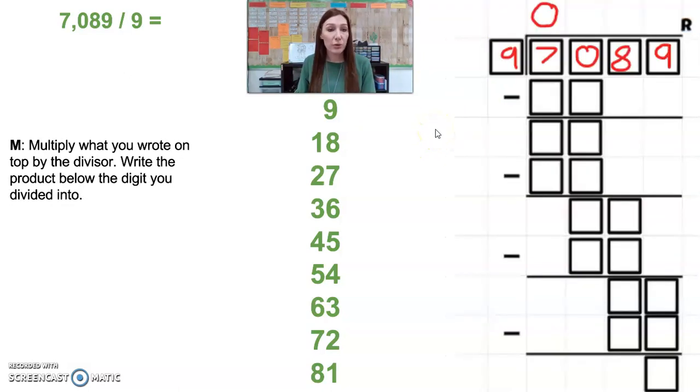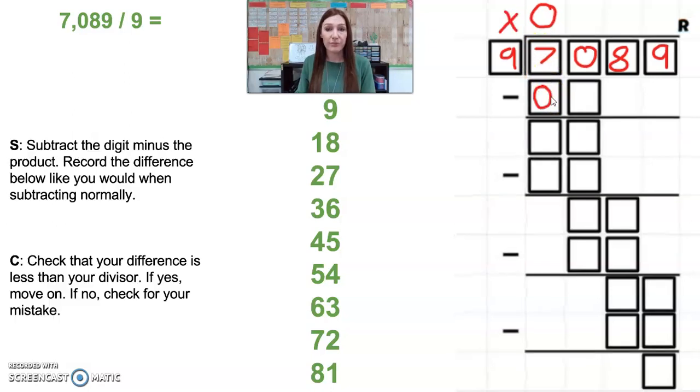Next, I need to multiply. So I'm going to multiply what I wrote on top by my divisor, and I'm going to write that product below the digit I divided into. So I'm going to multiply 0 times 9, which is 0. I'm going to write that product below the 7, since that's the digit I divided into.